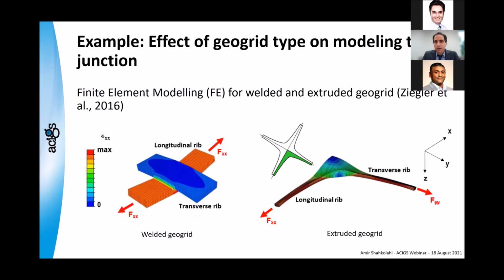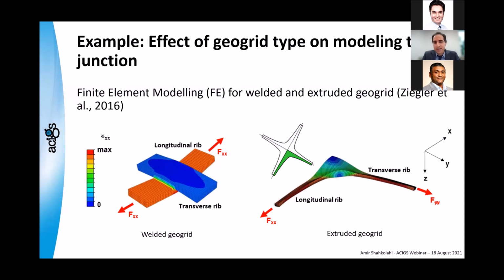Another example of the effect of geogrid type in the modeling, for example, this is in finite element modeling that was developed by Ziegler in 2016 and his team. There are two different geogrids, welded geogrid versus extruded geogrid. It is the junction. And this is how they could model the junction in finite element. And this is the strain in the junction.